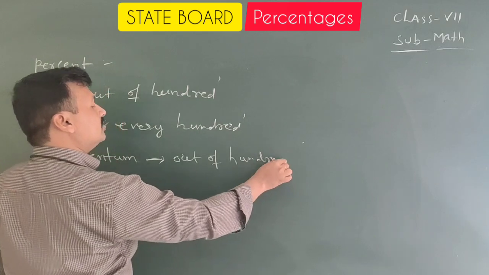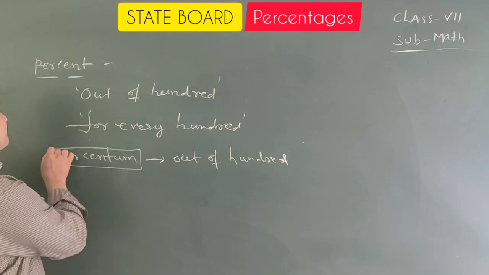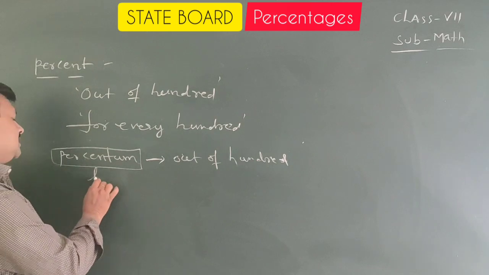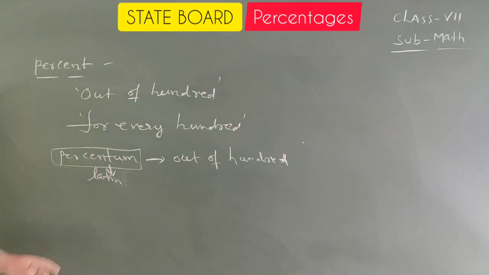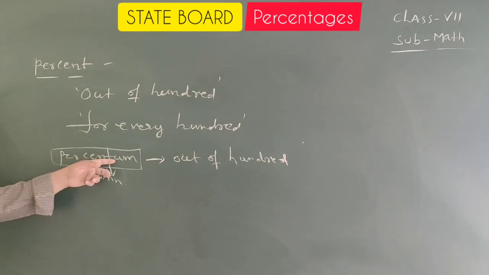Percentum means out of 100. The meaning of percentum is out of 100. The word percentum is taken from Latin. Per means for, centum means century, meaning 100. For every 100 is nothing but percent.